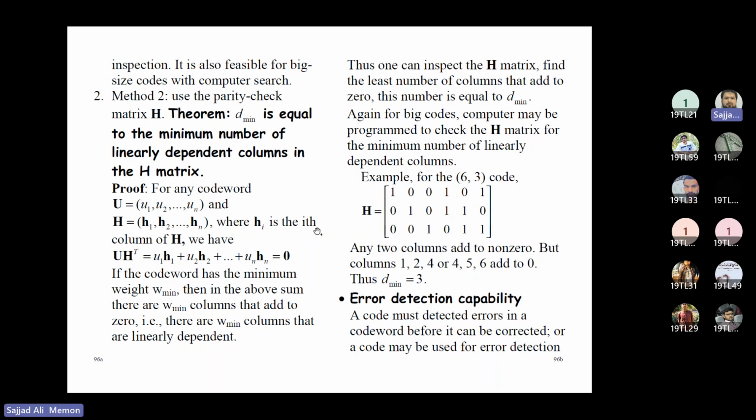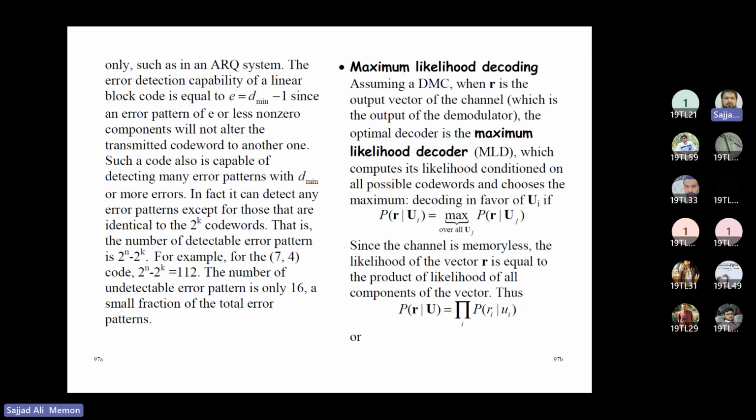Error detection capability. A code must detect errors in a code word before it can be corrected, or a code may be used for error detection only, such as an ARQ system. The error detection capability of a linear block code is equal to D minimum minus 1. So if you know the D minimum, then you can know how many errors it can detect. Since an error pattern of E or less non-zero components will not alter the transmitted code word to another one, such a code is also capable of detecting any error patterns with D minimum or more errors.